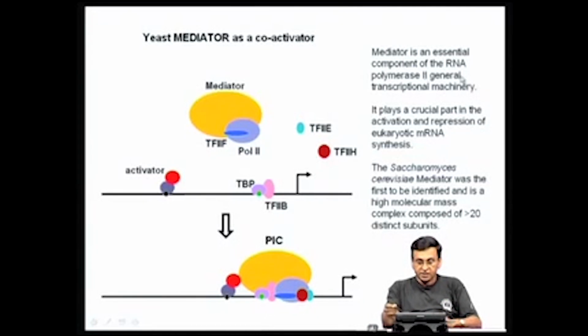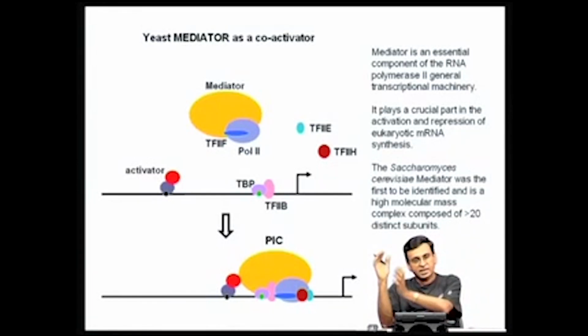So mediator is an essential component for RNA polymerase and the general transcription machinery. It plays a very crucial role in the activation and repression of many eukaryotic messenger RNAs in yeast cells. The Saccharomyces cerevisiae mediator was the first coactivator to be identified, and it has a very high molecular weight and is again a multi-subunit complex comprising more than 20 distinct subunits. So you see the complexity of eukaryotic gene activation. The basal transcription machinery itself consists of more than 50 different polypeptides.